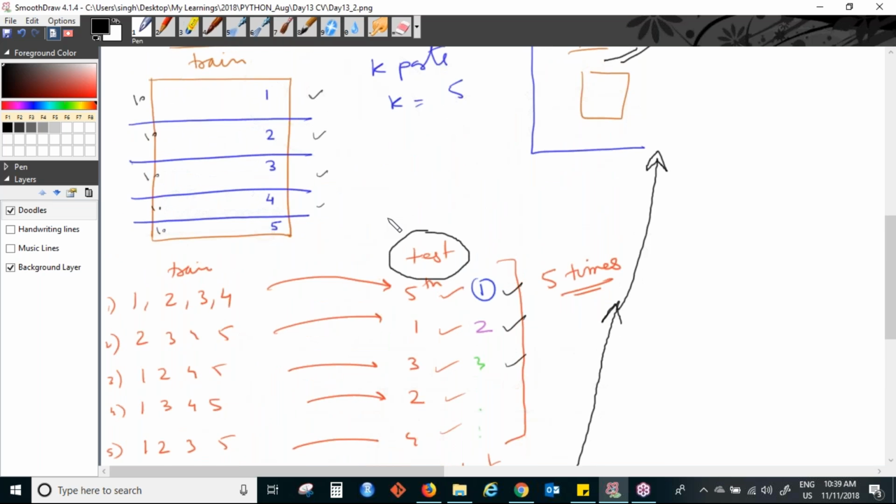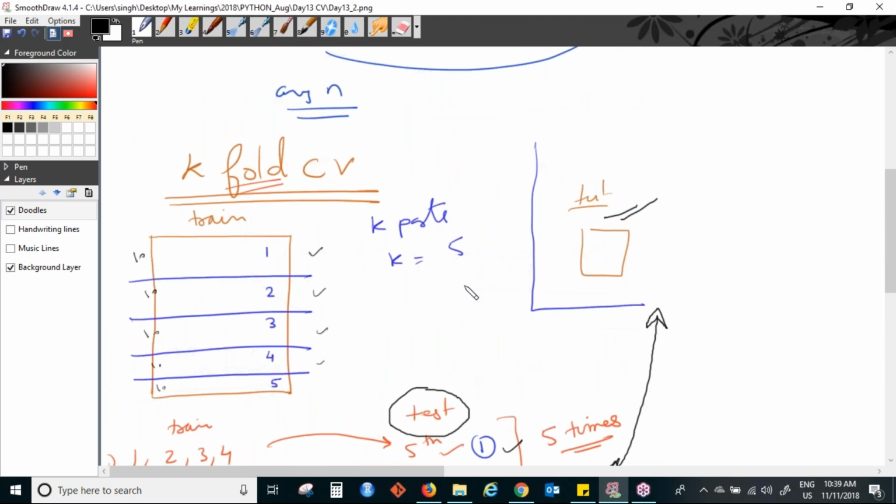So it is called k-fold cross validation. We usually take a k value of 5 or 10. There is no confusion here. If your data is very big, you take 10. If your data is not very big, you take 5.